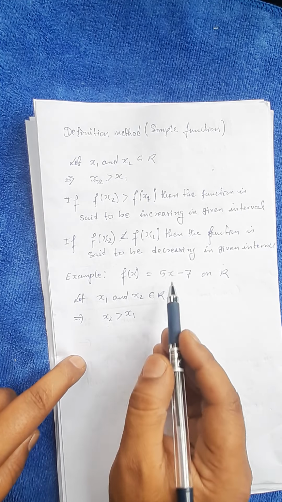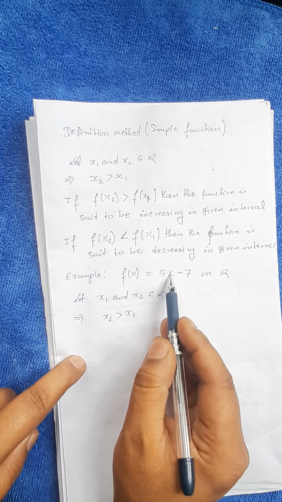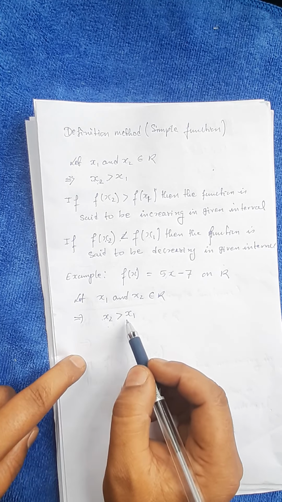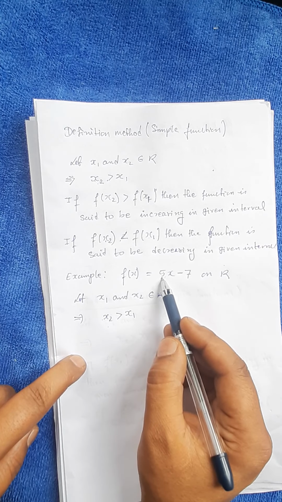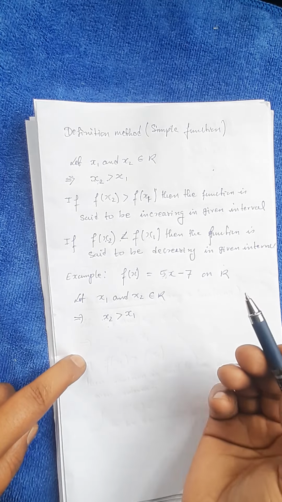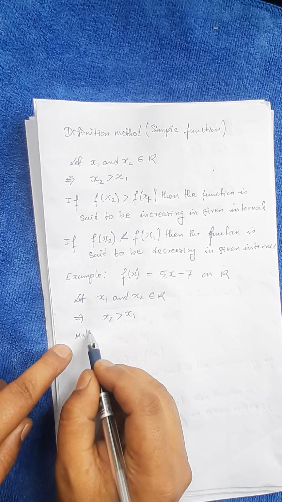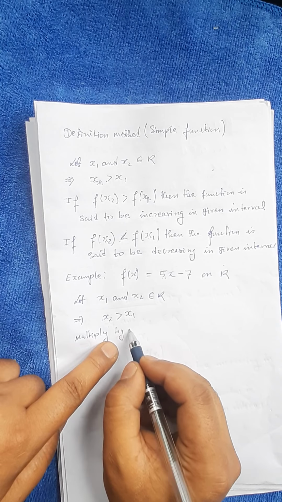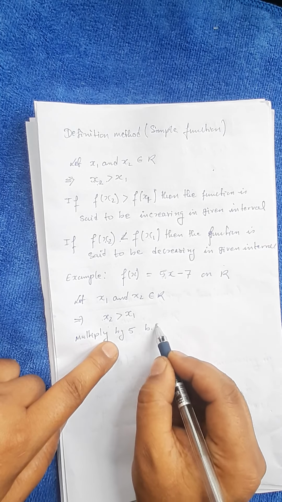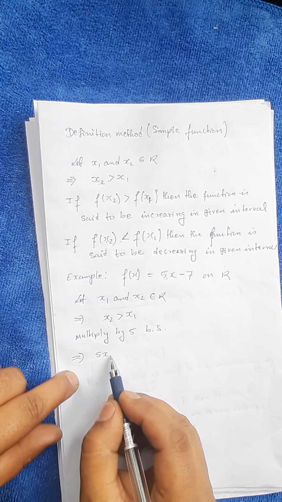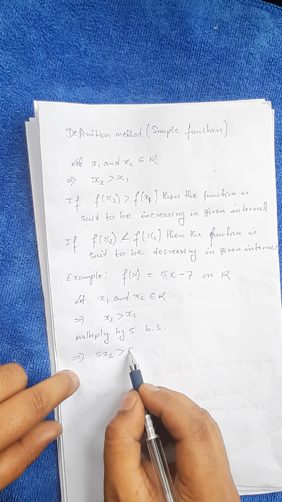Now what is there? The coefficient of x is 5. That's why we are going to multiply this relation, this inequation, by 5, because 5 is there. If there is 3, we'll multiply by 3. If there is another number, we'll multiply by the same number. Now multiply by 5 on both sides. Now 5 multiplied by x2 is 5x2, which is bigger than 5x1.